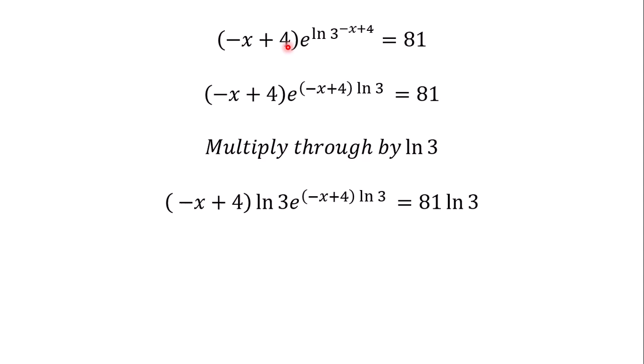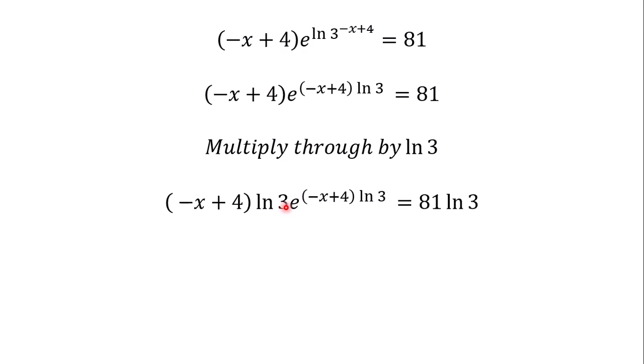Somebody may ask, how will I know that I have to multiply through by natural log of 3? Just make sure that the something powering the e should be the same thing as the something multiplying the e. And when you look at it, we are having minus x plus 4 here. We're also having minus x plus 4 here. So it's only left with natural log of 3. When you bring this one to this side, it's only left with natural log of 3. That is the reason why you multiply through by natural log of 3.